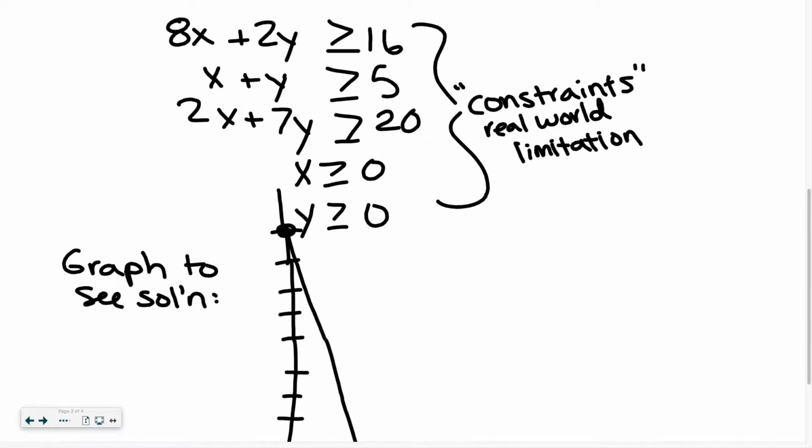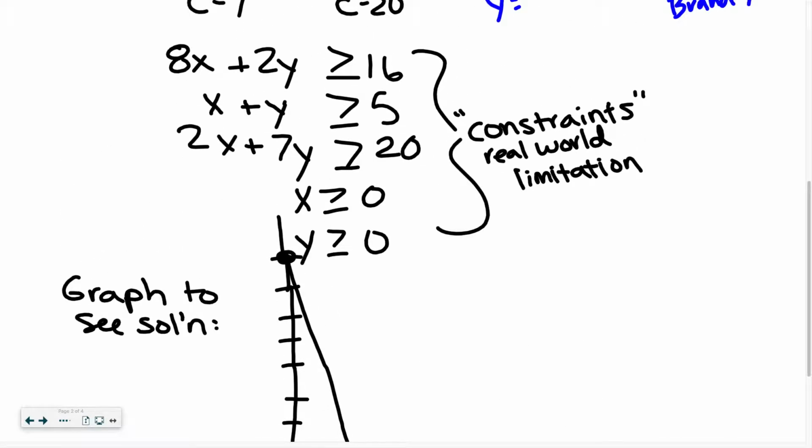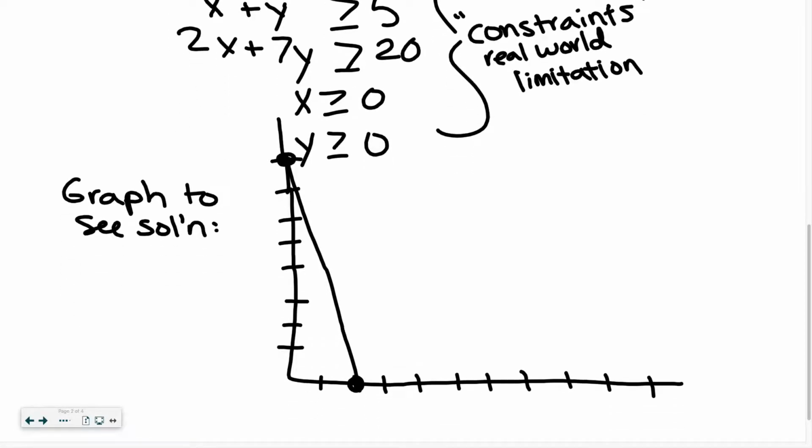All right, graph the next one. What are my x and y intercepts for x plus y equals 5? Don't overthink it. 5 and 5. Okay, so that makes it easy. I'll graph the second one in blue. Okay, so I'm going to go right 5 and up 5.